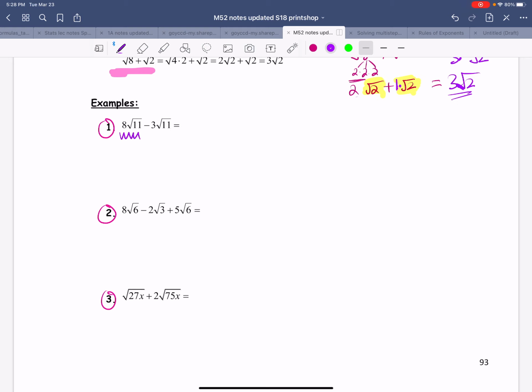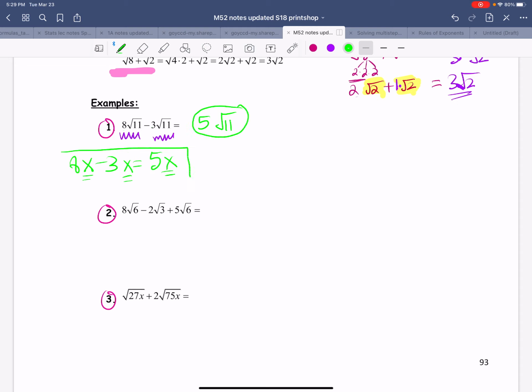Here's an example: 8 root 11 minus 3 root 11. It's easier when you think about 8x minus 3x. Think about the radical like a variable. If you have 8x minus 3x, what's your answer going to be? It's going to be 5x. We leave the variable alone. In the same way, we leave the radical alone. So root 11 stays there, and 8 minus 3 is 5. So my final answer is 5 root 11.